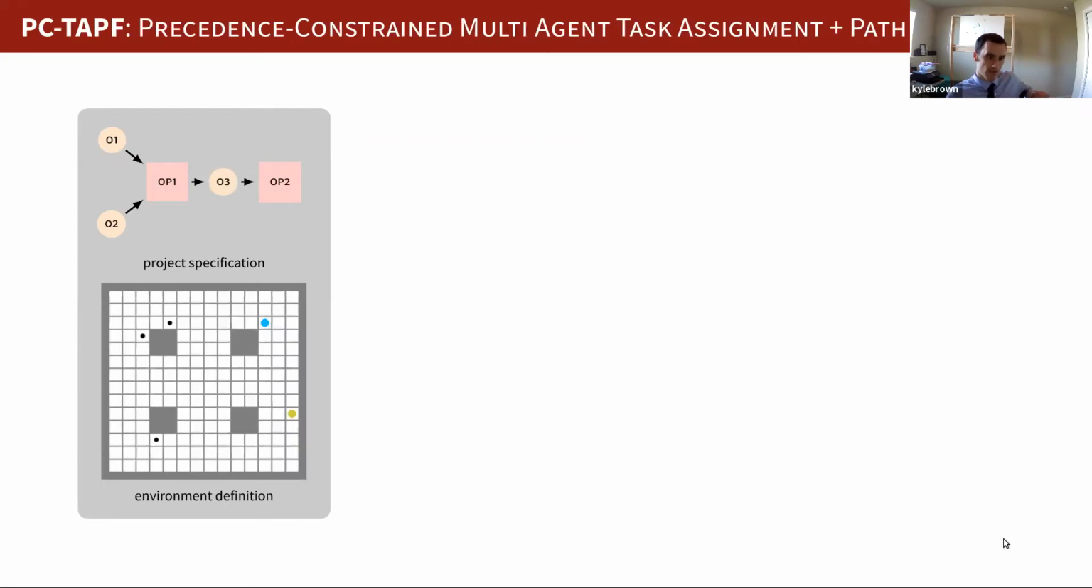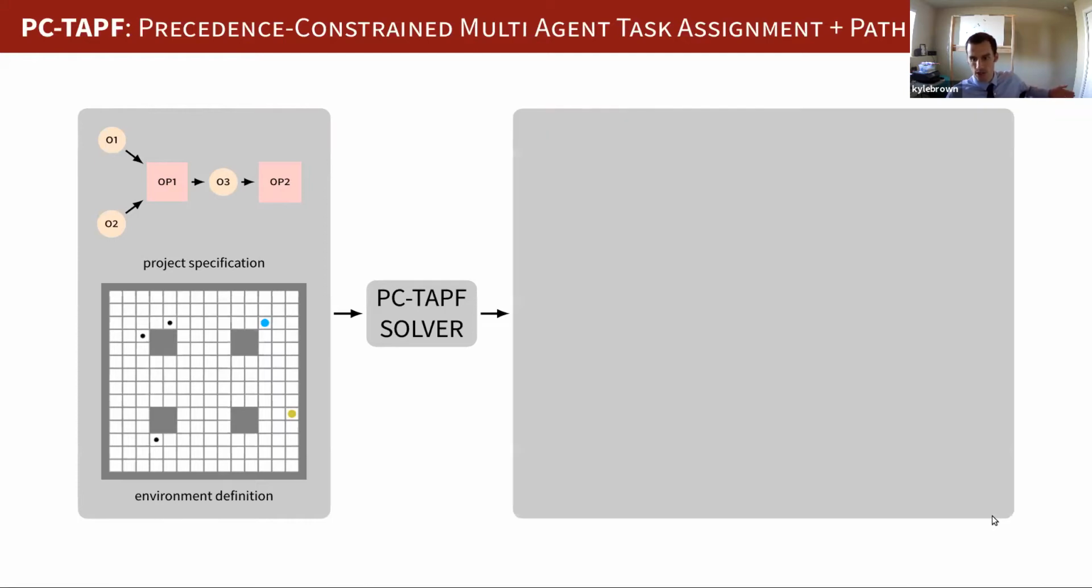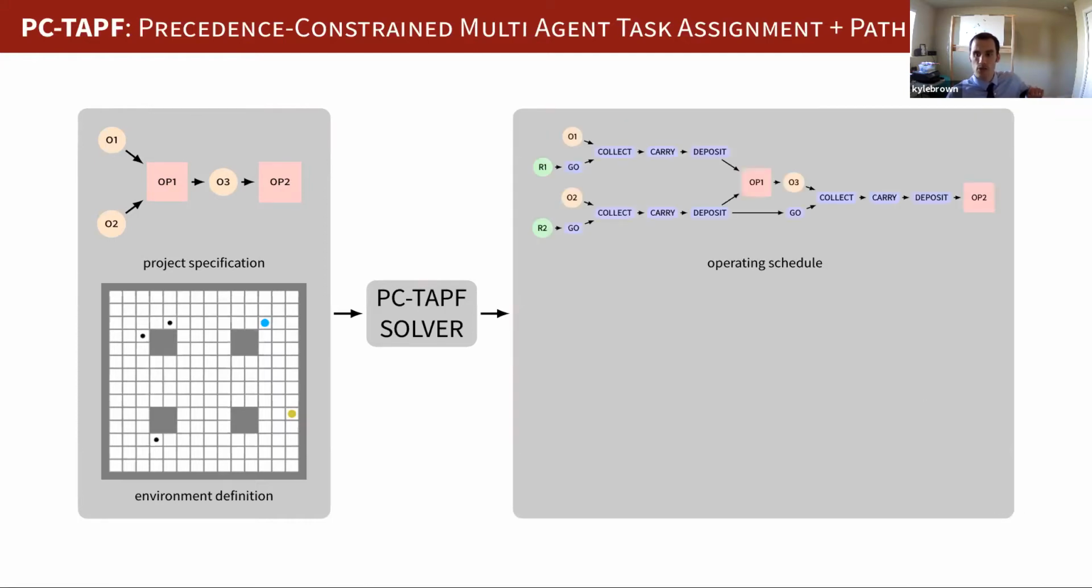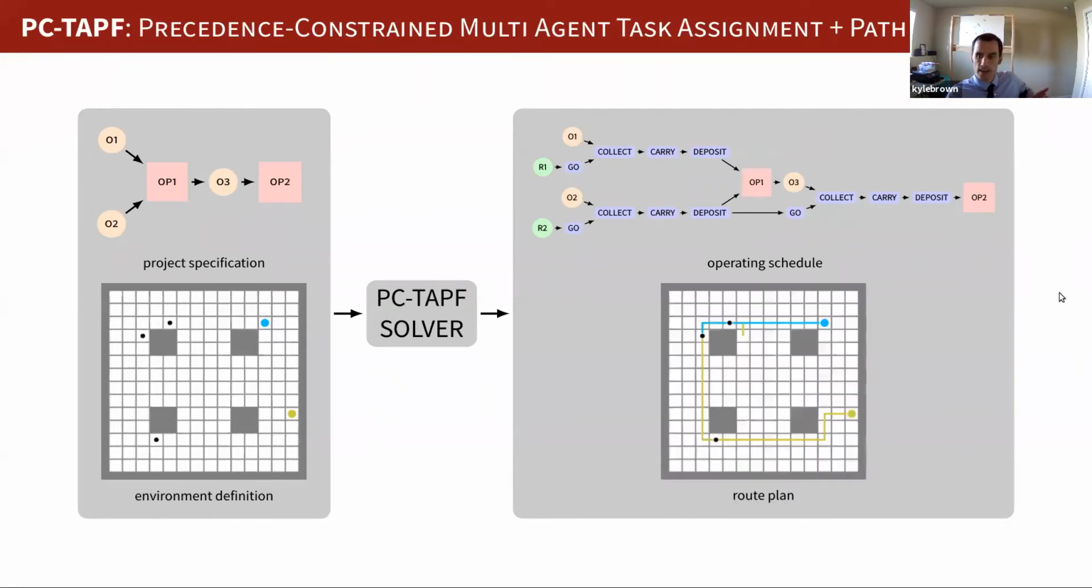To map it out all on one page here, we have as input a project specification and an environment definition. The specification tells the precedence constraints between the delivery tasks and the start and goal locations for each object. And then the solution consists of an operating schedule, which basically details which robots are assigned to do which tasks and at what times they're expected to complete those tasks. And then the other half of a solution is the route plan, which is the actual trajectories that the robots follow through time to execute the operating schedule.